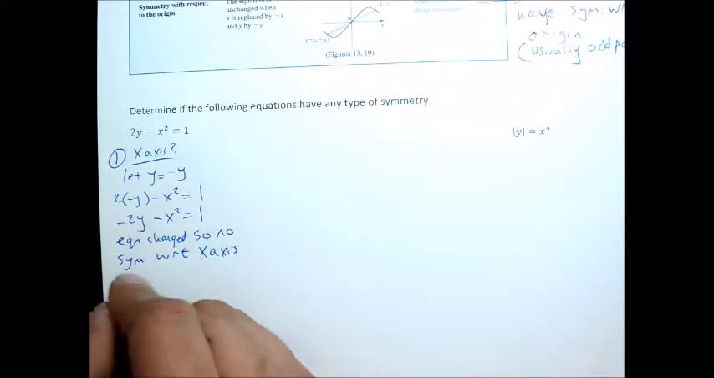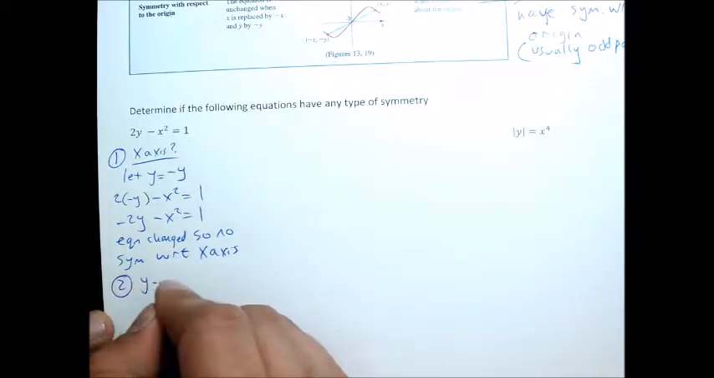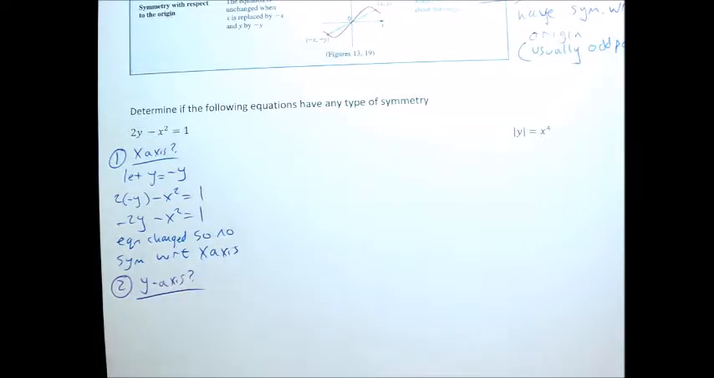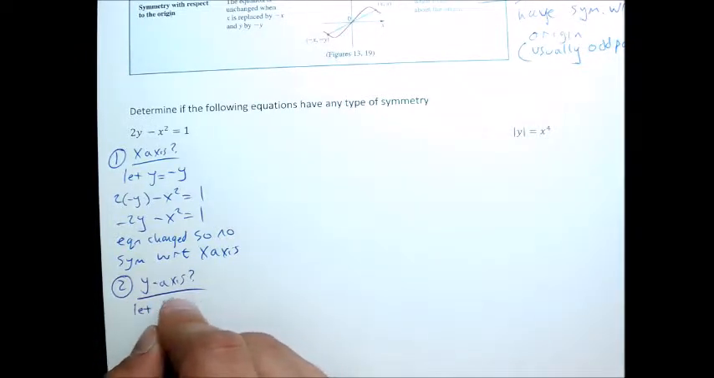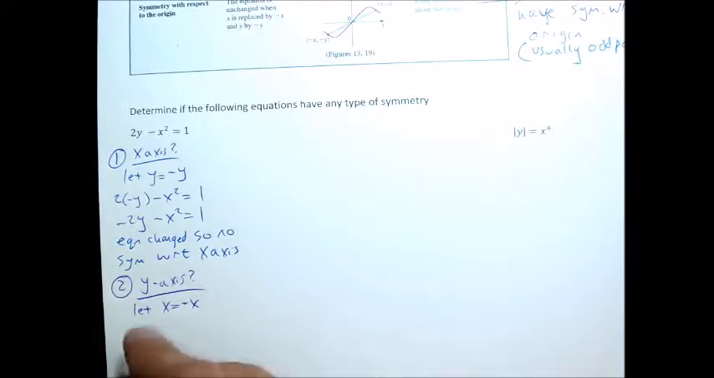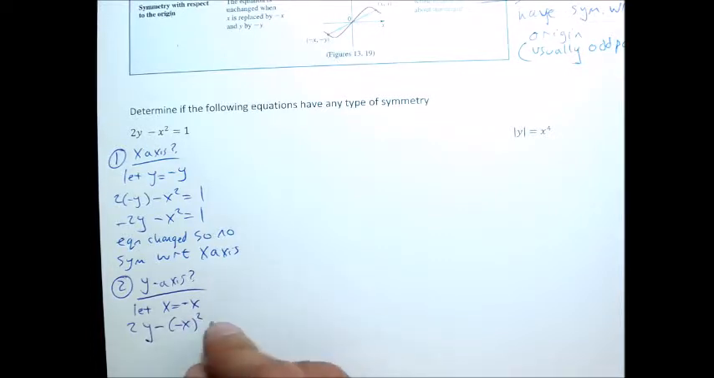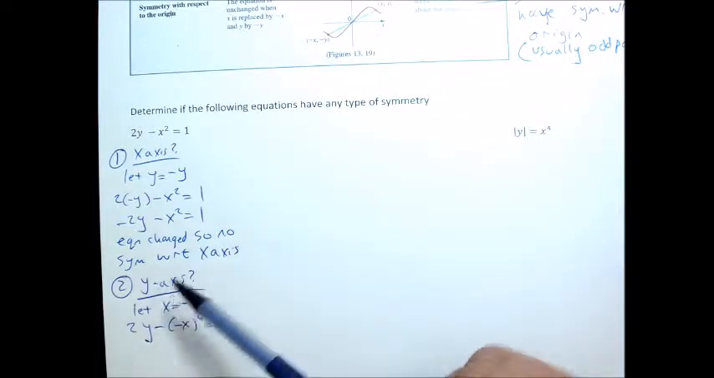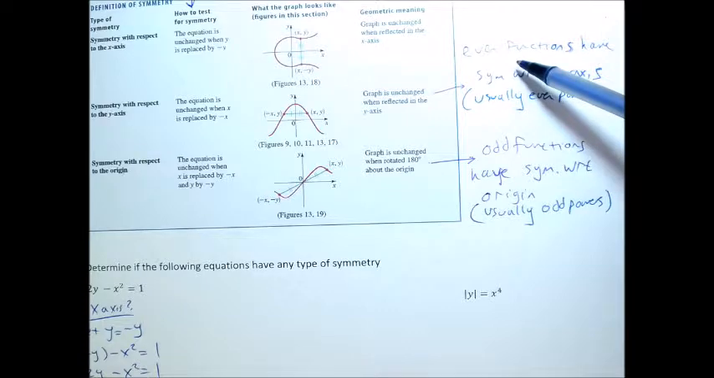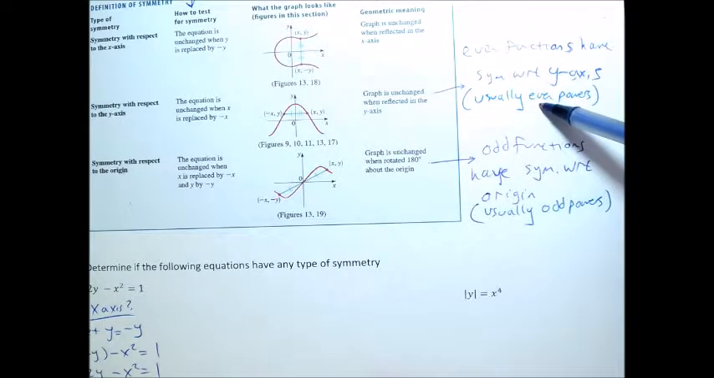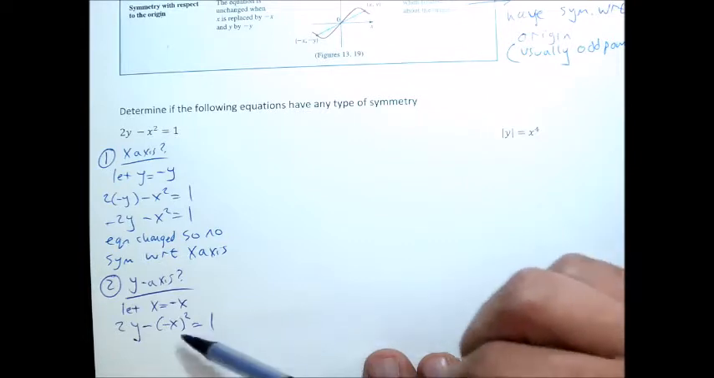If we want to test for y-axis symmetry, the instructions up above say replace x with negative x, right? So in this equation, let's plug in a negative x. When we plug in a negative x, we get 2y minus negative x squared equals 1. Remember, y-axis symmetry is the same thing as even functions, and even functions usually have even powers. You can see that this one does have an even power.